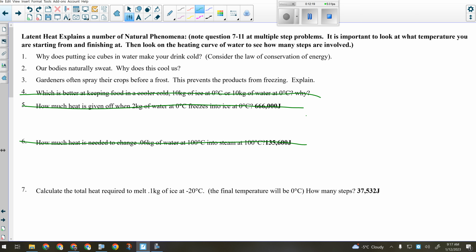All right, so we kind of talked about these a little bit, but if you put ice cubes into a drink, they keep it cold because of the law of conservation of energy. As the drink tries to warm up, the energy from the drink goes to the ice cubes because they're essentially a heat sink. They're going to absorb energy because they have less total thermal energy than the water does.